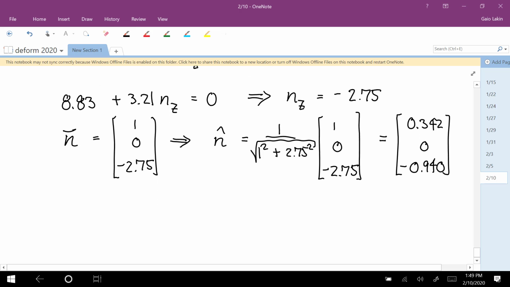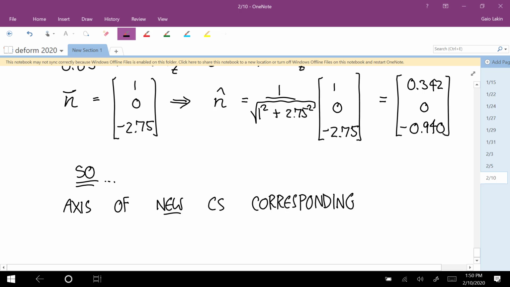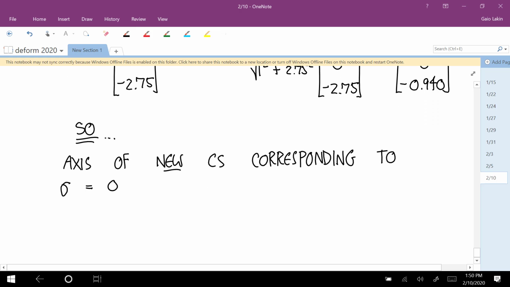Okay, so that says that the axis of the new coordinate system corresponding to the principal stress of 0 is plus or minus, it can be either direction, 0.3420, 0, negative 0.940.